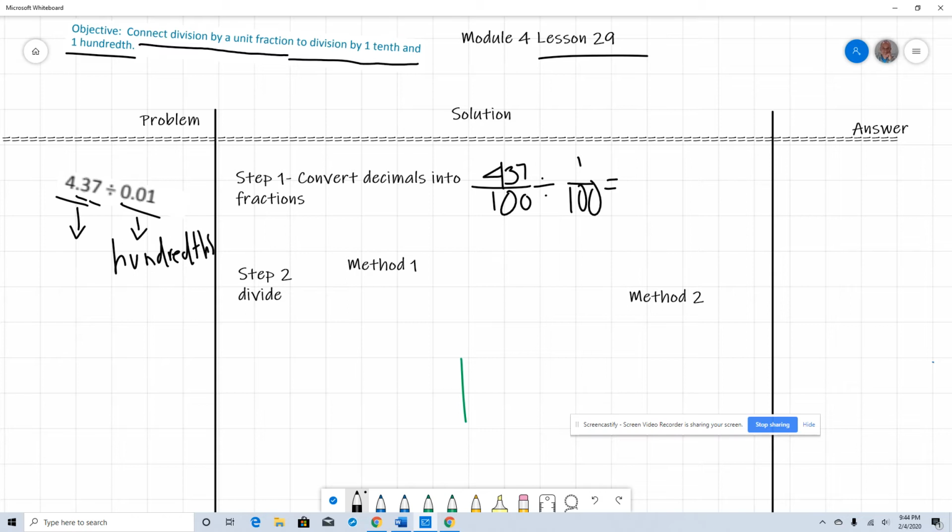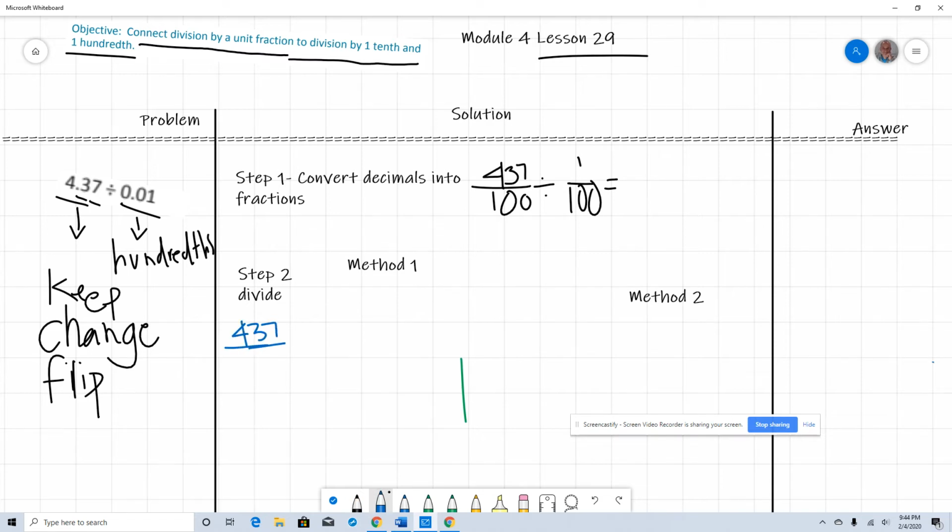We're going to do method number 1, which uses the keep, change, and flip strategy. Let me model that for you. So now we're going to rewrite the first fraction, 437 hundredths. We're going to change that to a multiplication, and we're going to flip this fraction. So the denominator becomes the numerator, and the numerator becomes the denominator. Now we can solve this, but we notice that the numerator here can be divided by 100, and this denominator can be divided by 100.